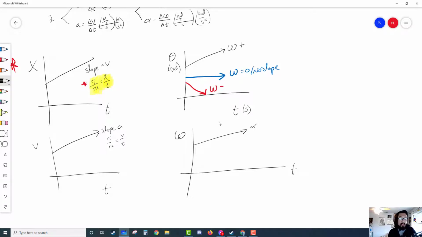This one gives us a positive acceleration. If it's flat like this, oh boy, that's not really flat, is it? Let me try my best. There we go. This gives us an acceleration of 0. And I'm going to do my last one in red. This gives us a negative acceleration. And it's all about the slope. Is it going up? Is it flat? Is it going down?